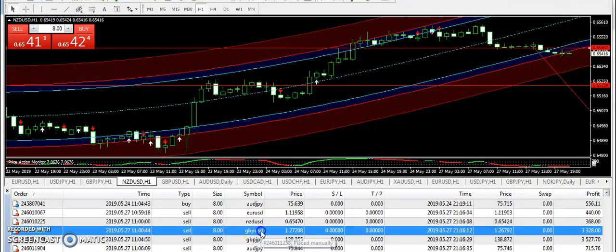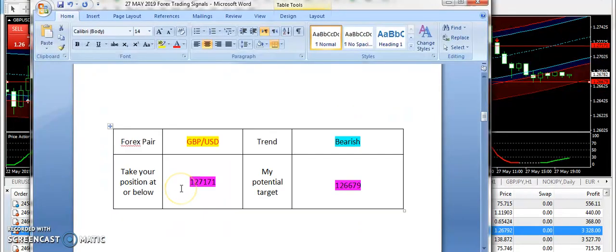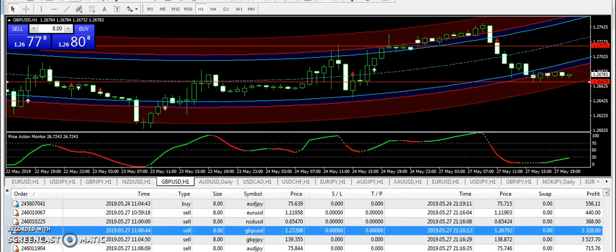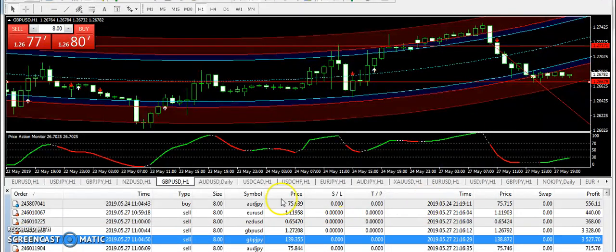Okay, now let's talk about the moves that we have seen today. That's the move that we have seen today on Great Britain Pound USD, with a bearish trend from 1.27171 and 1.26679 is the target price. And guys, you can see a big drop on Great Britain Pound USD today, and it has clearly hit the target price that I have supplied in my sequence report. So I congratulate all those traders who have taken the sell positions today on Great Britain Pound USD. They must have collected a very good profit.